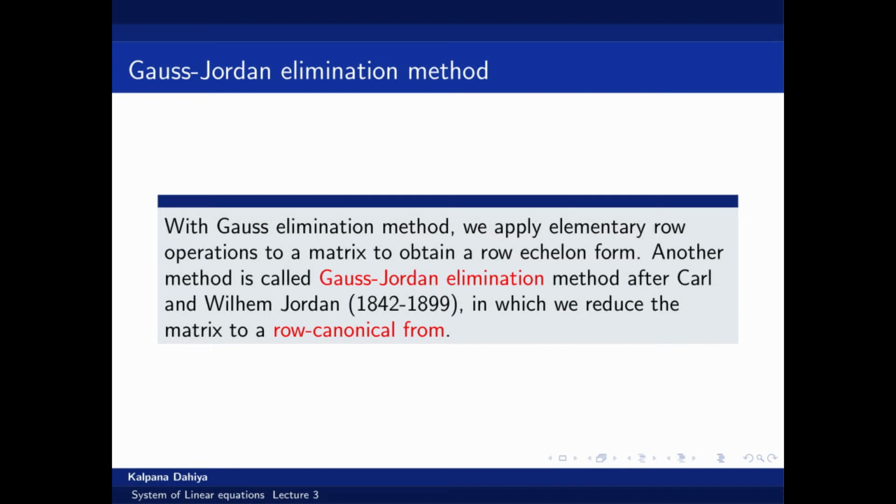Now we discuss Gauss-Jordan elimination method. This one is something similar to the Gauss elimination method. The only difference is that in Gauss-Jordan method, we reduce the matrix to row canonical form, whereas in Gauss elimination method, we reduce the augmented matrix to echelon form.